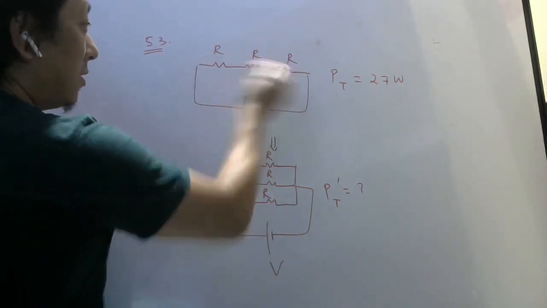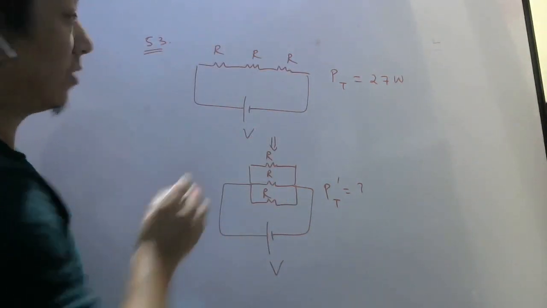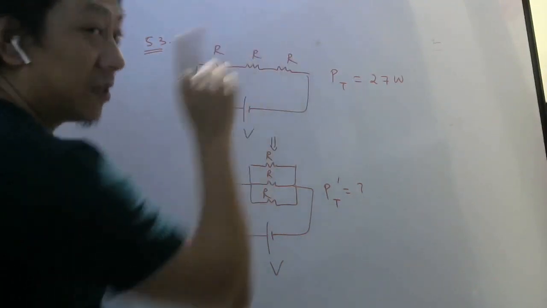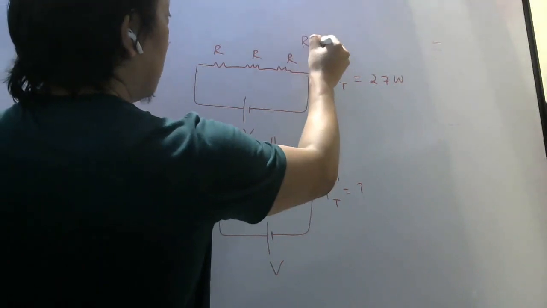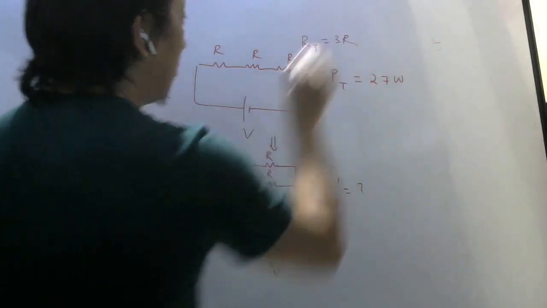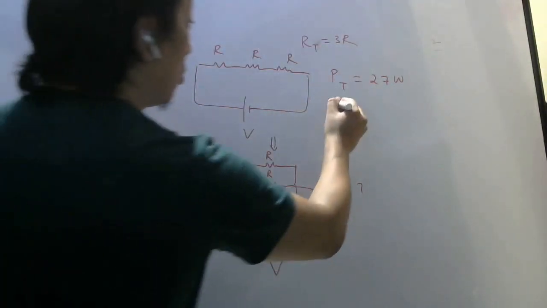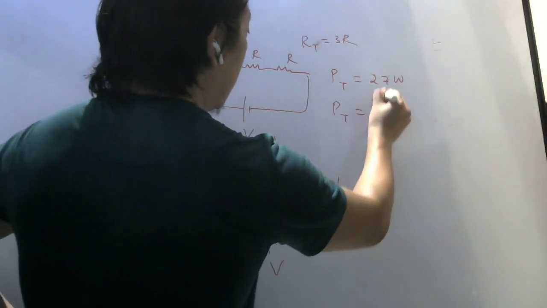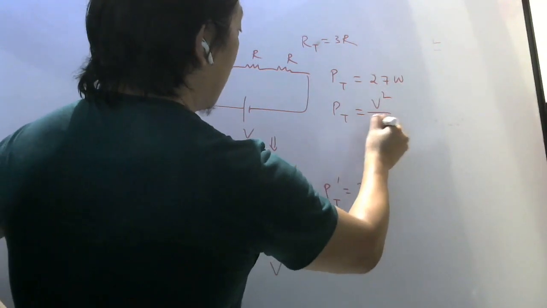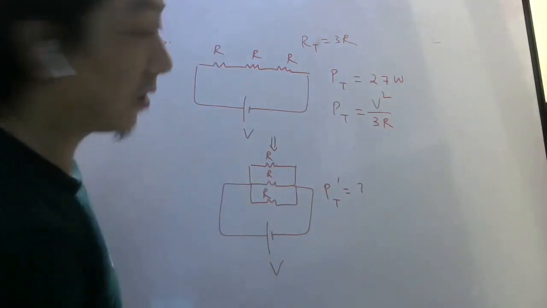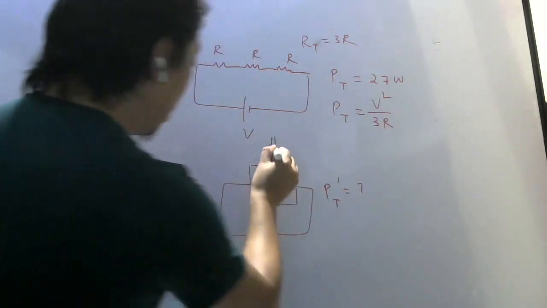Since many resistors are there, single resistor is not there, what we have to do is convert this into a single resistor. So what will be the total resistance of this? Total resistance of this will be 3R. Why? Because it is in series. So total power will be V square by R, and what is total resistance? 3R. Correct?